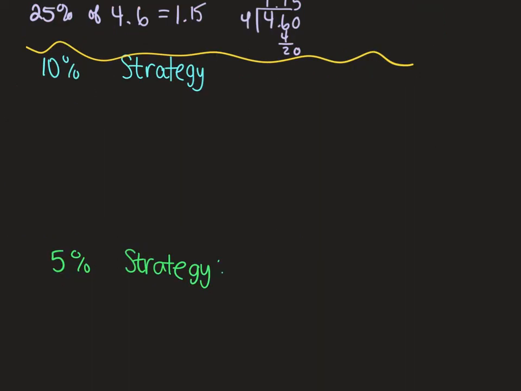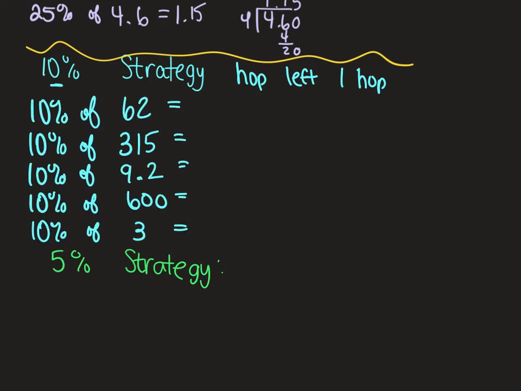All right, 10%. 10% is super nice. All we're going to do is hop left 1 hop. 10 has 1 zero, so it's only 1 hop. We're going to hop backwards to the left once. All right, let's work these out. 10% of 62. Hop backwards once, I get 6.2. 315, I get 31.5. 9.2, 0.92. Remember, we're hopping left. 600, have you already thought of it? It is 60. And whole number 3 is 0.3.